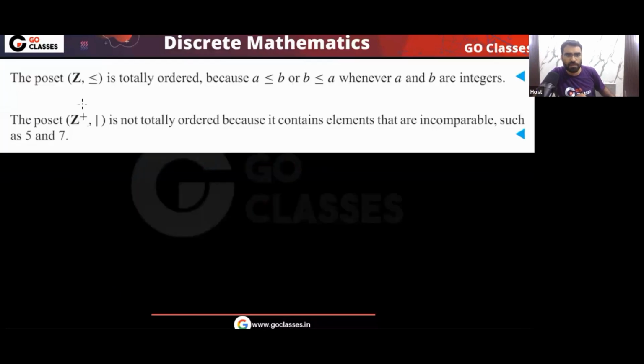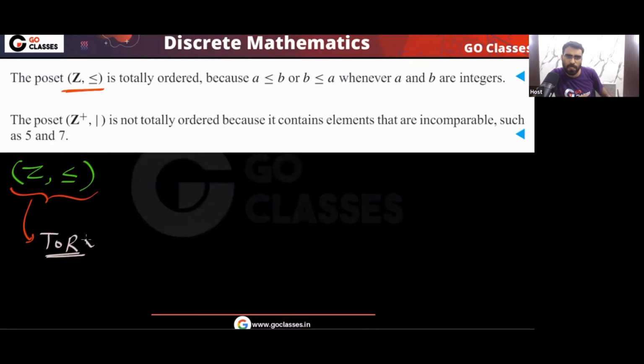For example, this (Z, ≤): tell me, can I say this is a total order? If I give you two integers, can I say definitely they are comparable, that one of them will be related to the other? Yes, definitely. This is a total order relation.